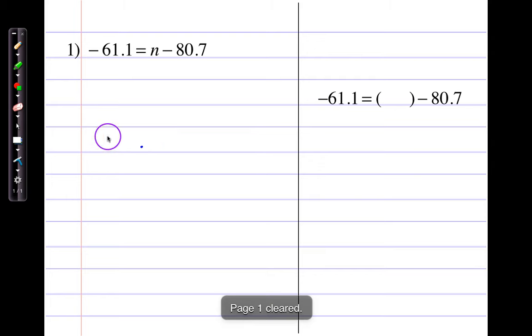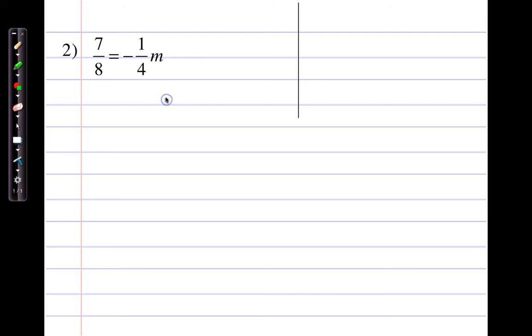Now let's look at another example. Here, for example number 2, first things first, I'm going to try to isolate my variable as best as I can. So here, if I have negative 1/4 m, I'm going to do the inverse, which is division, dividing both sides by negative 1/4. Notice here, I can't do this off the top of my head. That's when I go to side work.